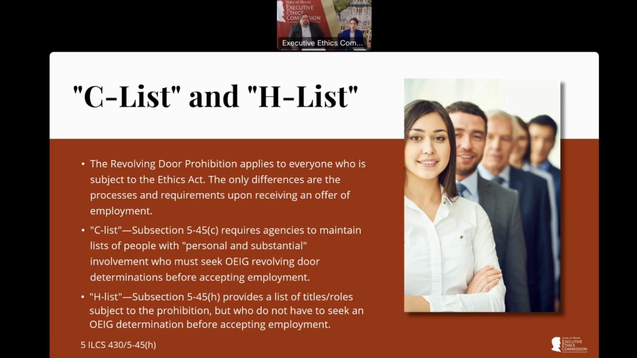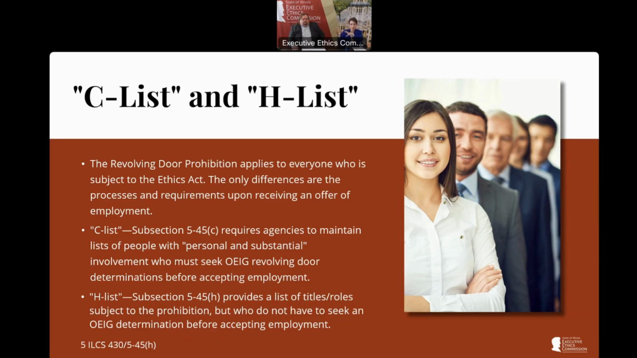So with revolving door, you'll hear the terms C list and H list a lot. So in case it has previously been unclear or if you've forgotten, that term C list comes from the subsection 5-45C of the Ethics Act. That's the section that requires agencies to maintain lists of people who have personal and substantial involvement in certain contracting, licensing, or regulatory decisions. Those C-list people, those are the folks who have to seek a determination from the Office of the Executive Inspector General before accepting non-state employment.